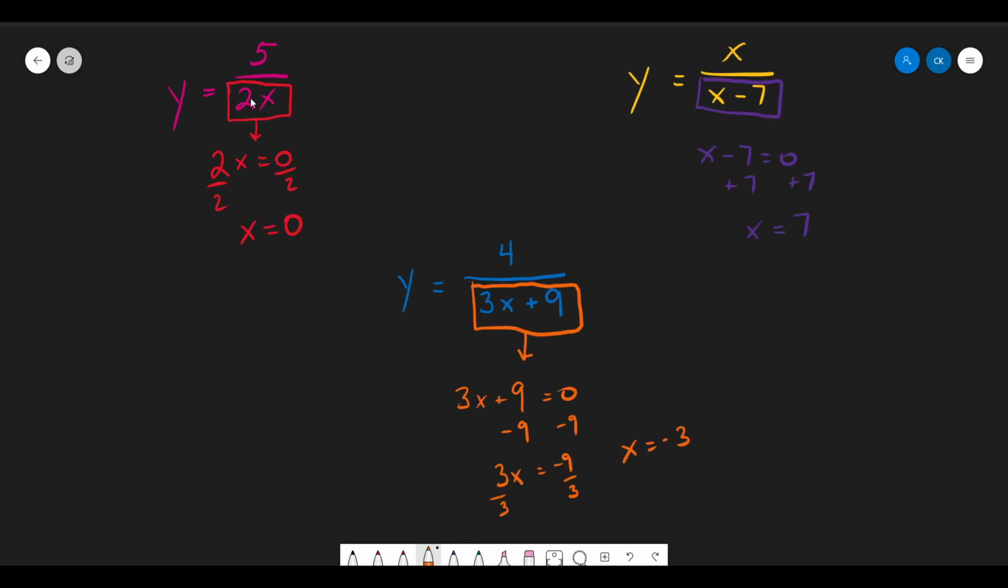Okay, so for the first one, we take the 2x, set it equal to 0, divide both sides by 2, and we still get x is equal to 0. So my excluded value would be x is equal to 0. Over here, again, take the denominator, set it equal to 0, add 7 to both sides. My excluded value would be x is equal to 7. For the last one, take the entire denominator, set it equal to 0, solve. We would get the excluded value of x is equal to negative 3.